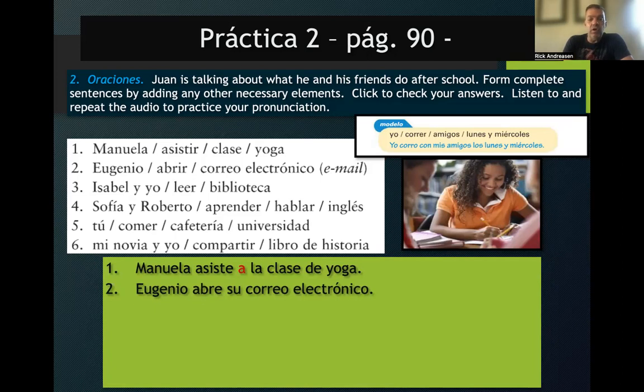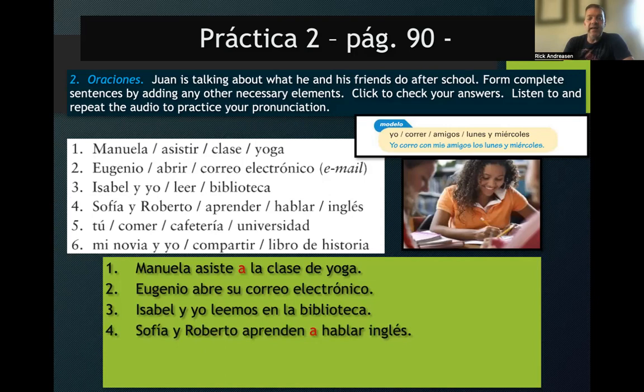Número 3, Isabel y yo leer biblioteca. Isabel y yo leemos en la biblioteca. You could have acerca de la biblioteca. Isabel and I read about the library. That'd be another example, but you have to add the proper parts of speech, or in that case, the prepositions. Número 4, Sofía y Roberto aprender a hablar inglés. Un ejemplo, Sofía y Roberto aprenden a hablar inglés. Okay? Aprender to learn. When it comes with another infinitive, the preposition a for to is needed there.